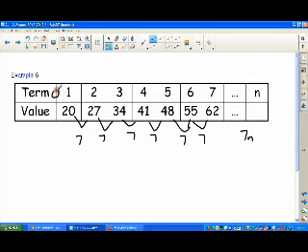Now this pattern has to start somewhere. So I want to know where it's at when my term number is 0. If each one's going up 7, and I'm at 20, that means I need to go backwards and go down 7, and we've got 13. So now I can plug this in. So 7n plus 13. Now in class, I'm also going to show you a way to check your answers in the calculator in case you've forgotten. So I will show you that in class. Okay, so 7n plus 13.